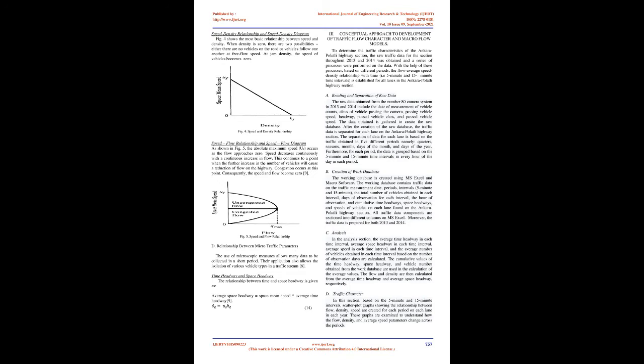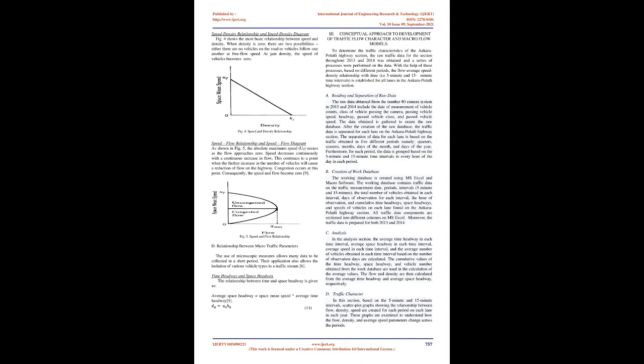4. Macro traffic modeling. For this study, the traffic data is obtained with the help of the number 80 camera system for the Ankara-Polatli highway section. The traffic data is compiled from 2013 to 2014, and a new database is created with the data. With the help of Microsoft Excel and macro software, analysis is done using the new database created.